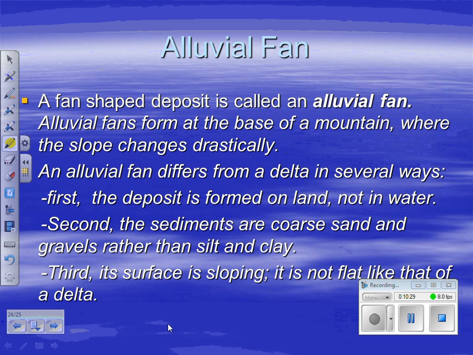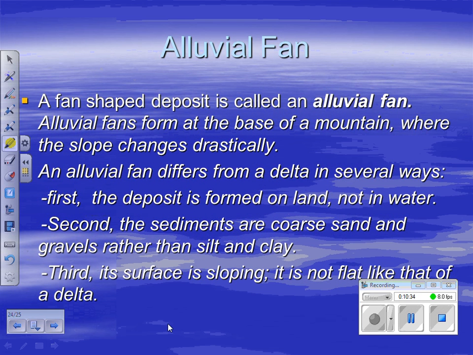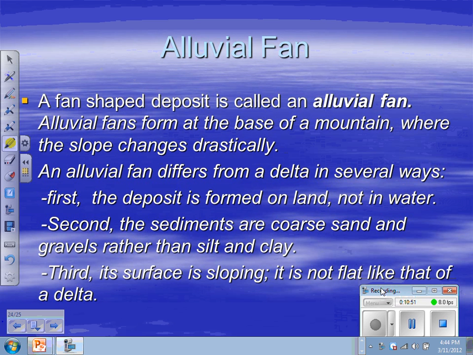Alluvial fan. A fan-shaped deposit is called an alluvial fan. Alluvial fans form at the base of a mountain where the slope changes drastically. An alluvial fan differs from a delta in several ways. Number one, the deposit is formed on land, not in water. Second, the sediments are coarse sand and gravels rather than silt and clay. And third, its surface is sloping. It isn't flat like that of a delta.